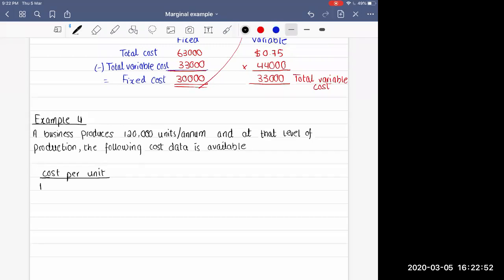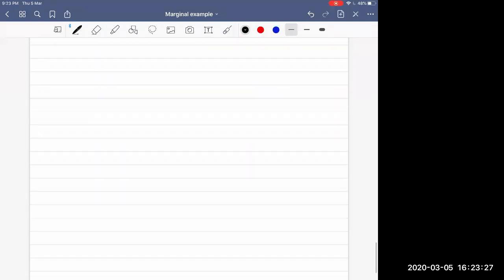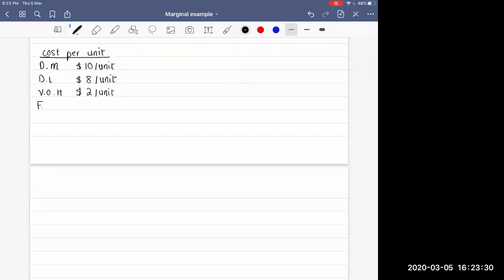Direct material, $10 per unit. Direct labor, $8 per unit. Variable overheads, $2 per unit. Fixed overheads, $5 per unit. Fixed overheads are also given on per unit basis, $5 per unit.